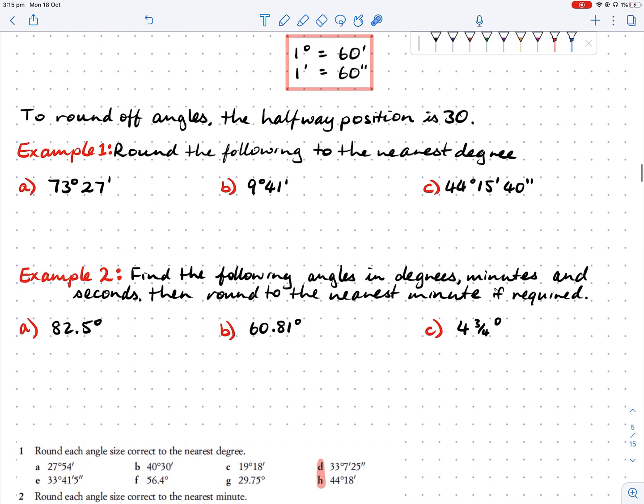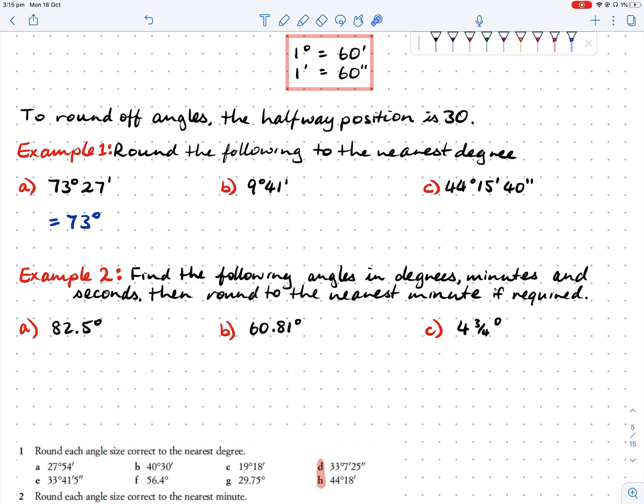So let's have a look at these questions. Round the following to the nearest degree. If I need the nearest degree, I'm going to check the minutes. In this question, we've got 73 degrees and 27 minutes. We need to look at the 27 and work out whether we need to round up or down. 27 is smaller than 30, so we're going to round this number down. We cut off the minutes, and it's 73 degrees.